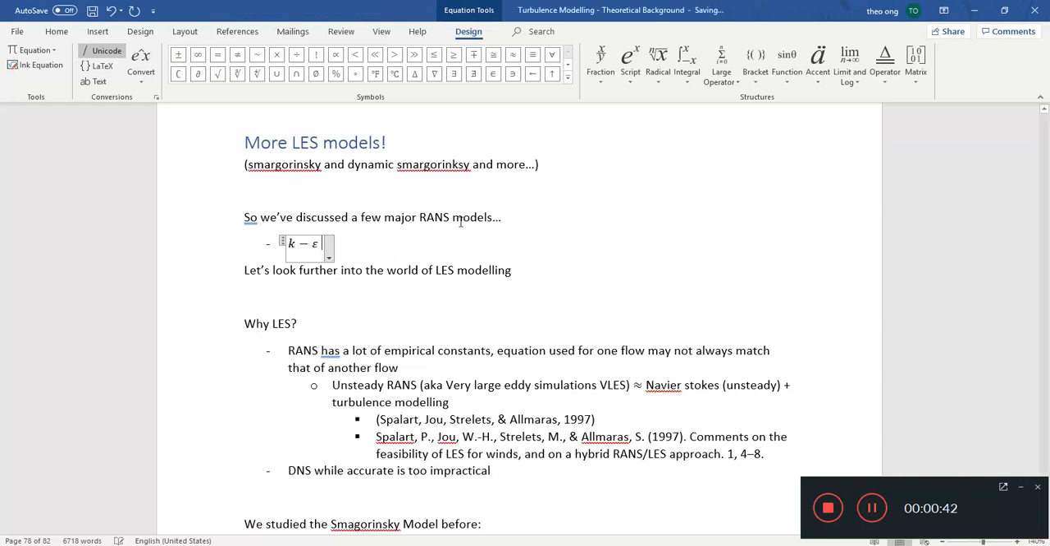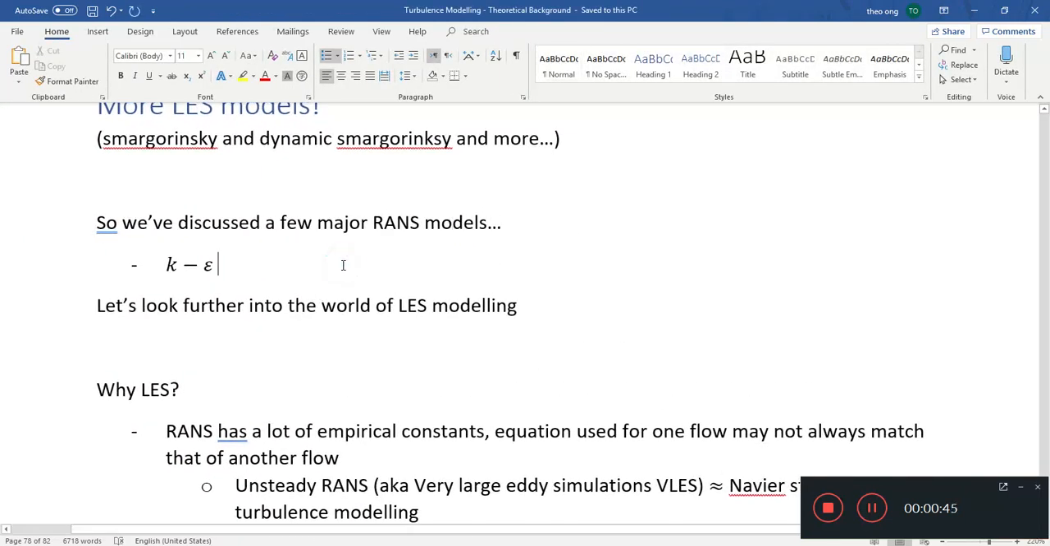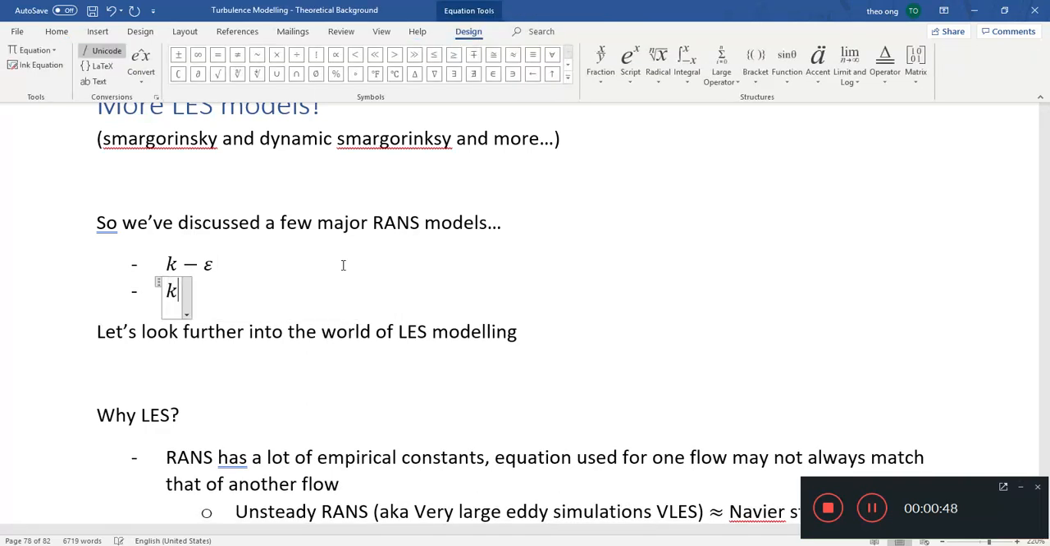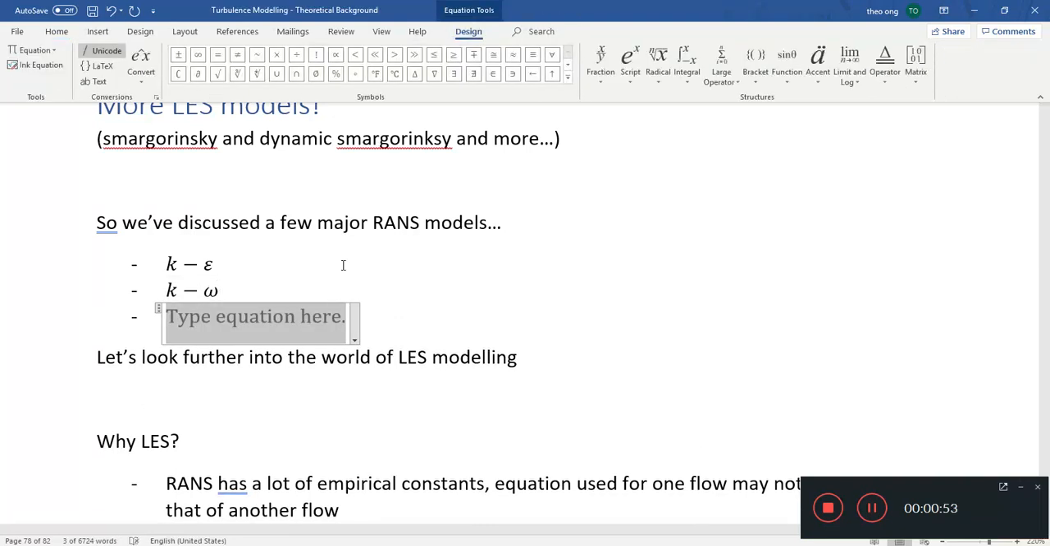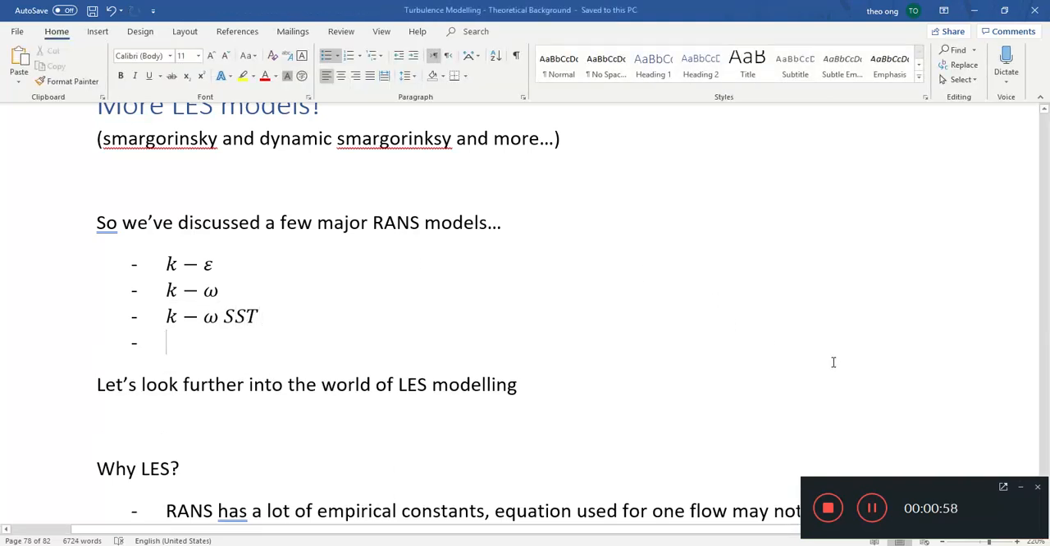Okay, so let me zoom in. It's a K-epsilon model. It's a K-omega model. We have K-omega SST, shear stress transport. And we have a Spalart-Allmaras model. So these are used for several different kinds of applications, and they're all Reynolds average Navier Stokes, or more specifically, the unsteady version of Reynolds average Navier Stokes.